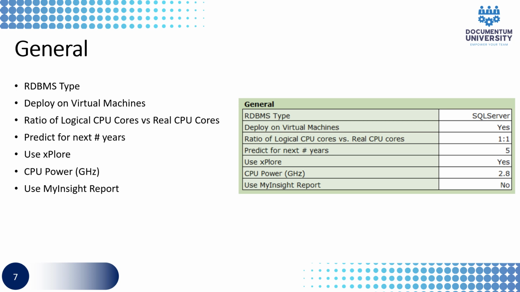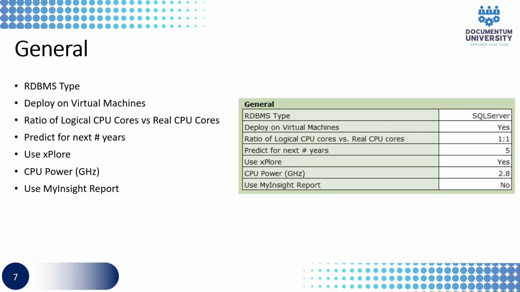Ratio of logical CPU cores versus real CPU cores. This parameter refers to the ratio of logical CPU cores to real CPU cores that will be used by Documentum. You can choose from the following options: 1 to 1, 1.5 to 1, 2 to 1, 2.5 to 1, or 3 to 1. Predict for next number of years. This parameter refers to the number of years you want to predict for the capacity planning of your Documentum system. You can choose a value less than 5.